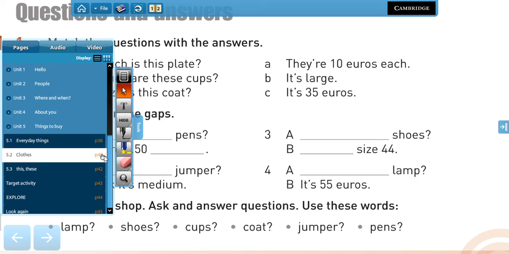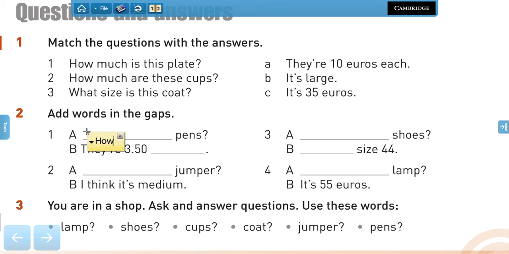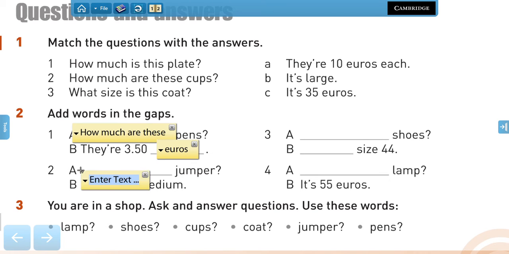Okay, are you ready? So, for number one, the question is, how much are these pens? They are 350 maybe euros, right? Or pounds. Then number two, we say, what size is this jumper? What size is this jumper, right? Singular. I think it is medium.